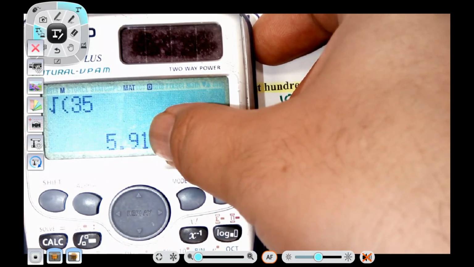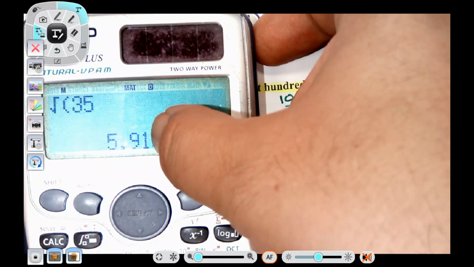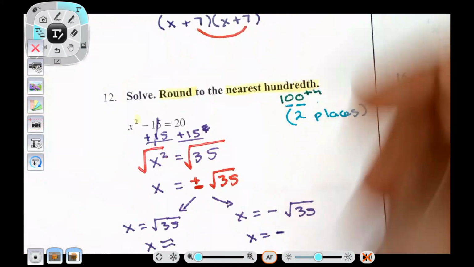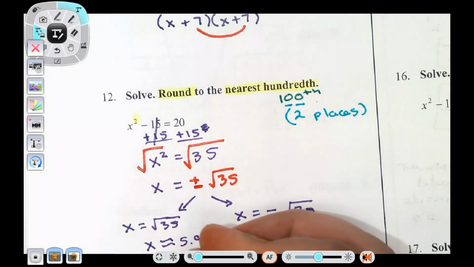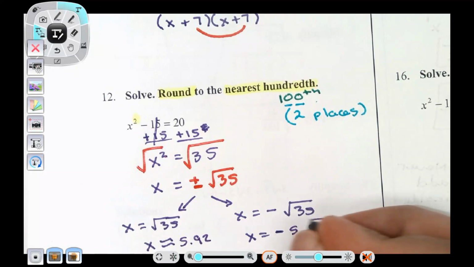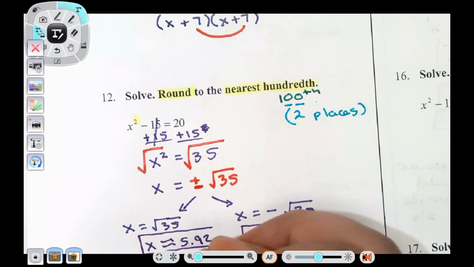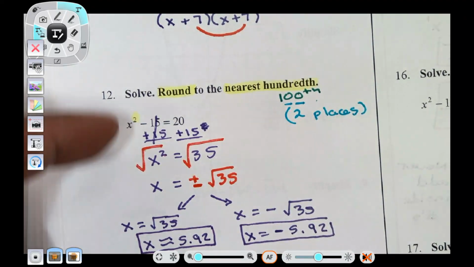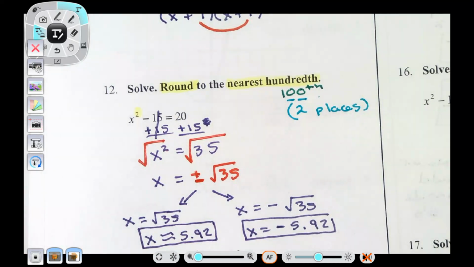Who makes the decision? Look at that, that's a 6. Then that means I do roll it up to a 92. So 5.92. And of course, that one's just negative 5.92. And there we go. We get our 2 answers. All right. Again, power of 2, you have to have 2 answers. And of course, we bring in square roots.